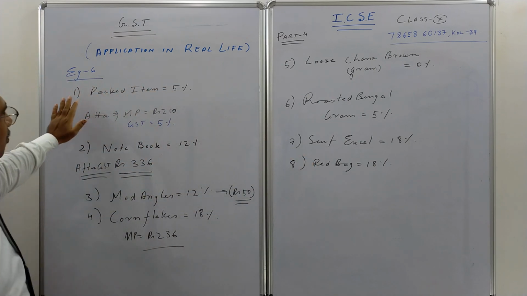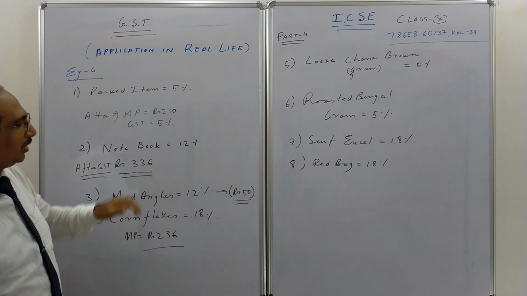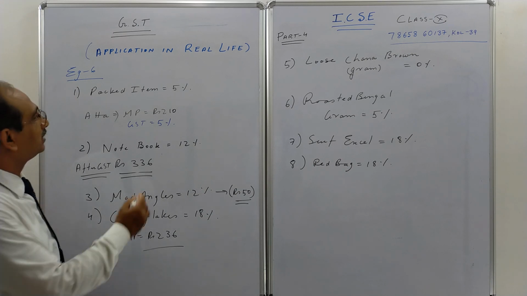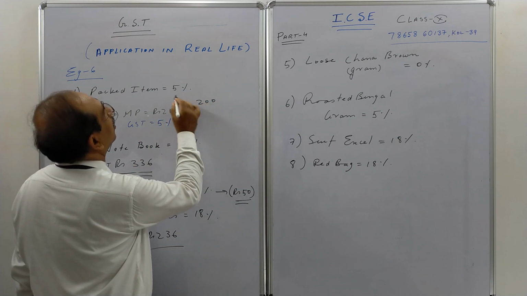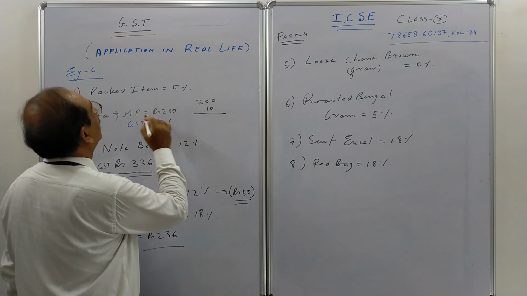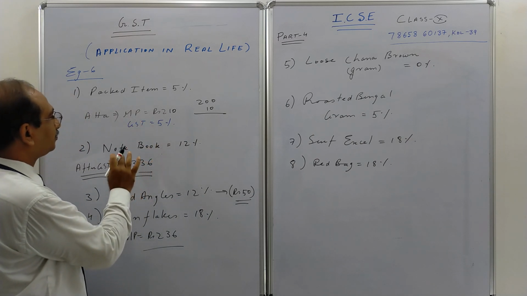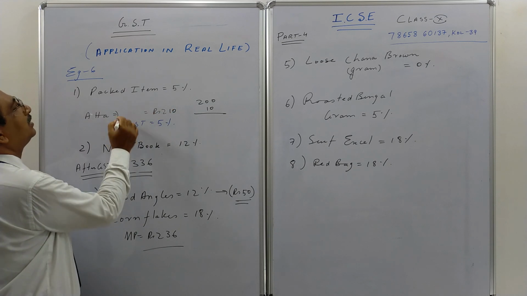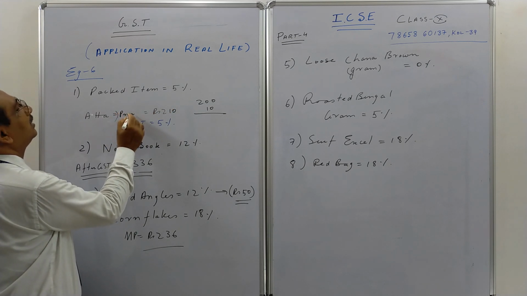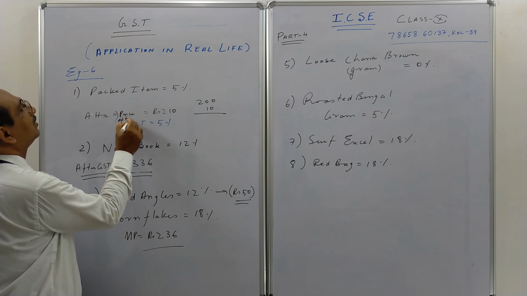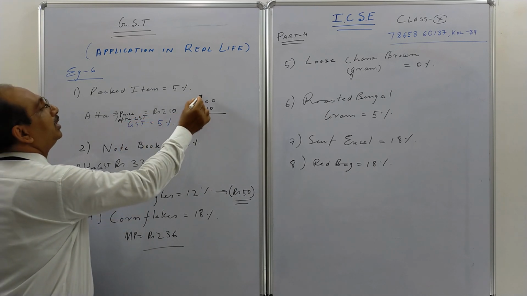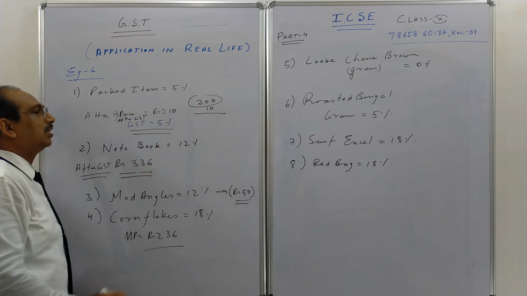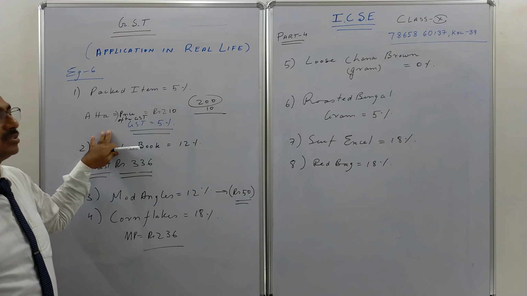Anyway, let's come back to packed items. See here, atta worth 200. So this is the inverse case, children. 200, and I taught you 5% is 10 rupees. So if you see, this is the selling price. Okay, this is the price after GST. Remember, this is the price after GST, 210. Base price is 200.